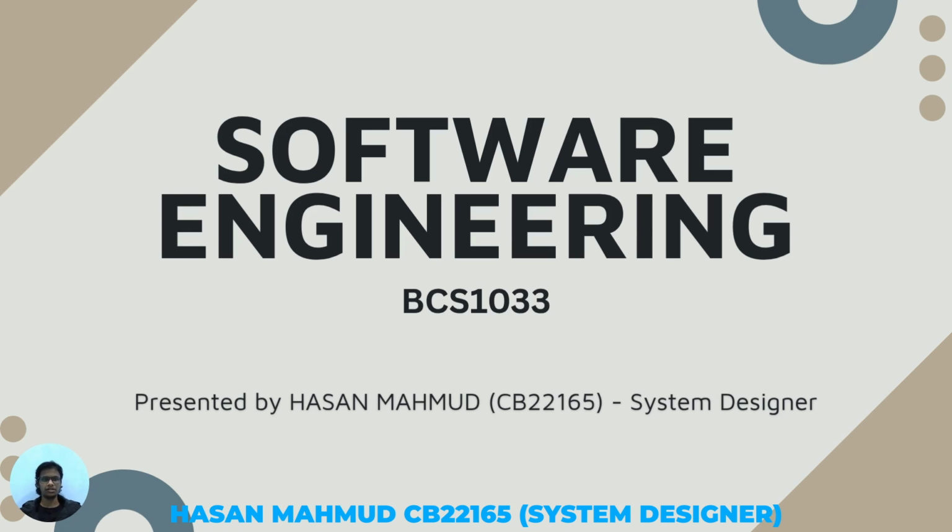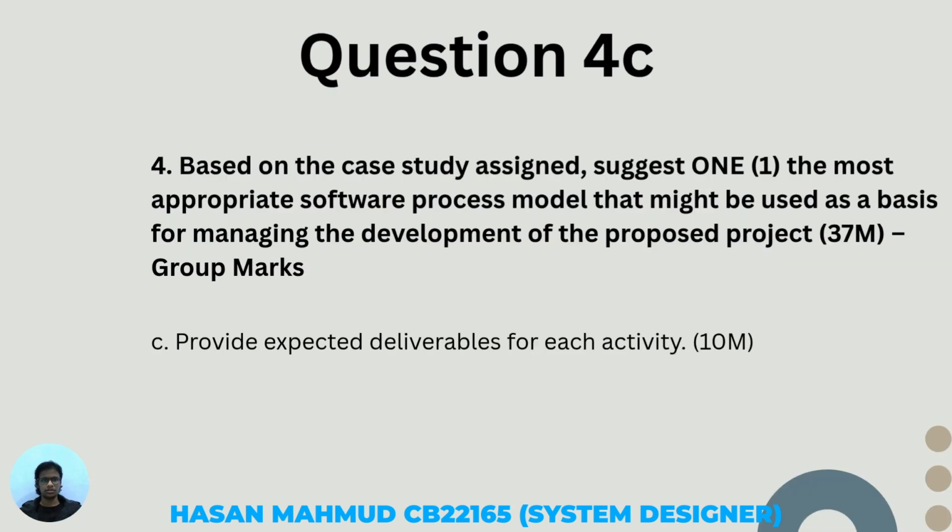Hello everyone, this is Hassan Mahmoud, the system designer. So we have question number 4C, asking for the most appropriate software process model that might be used as a basis for managing the development of the proposed project. So the question C is about the expected deliverables for each activity.